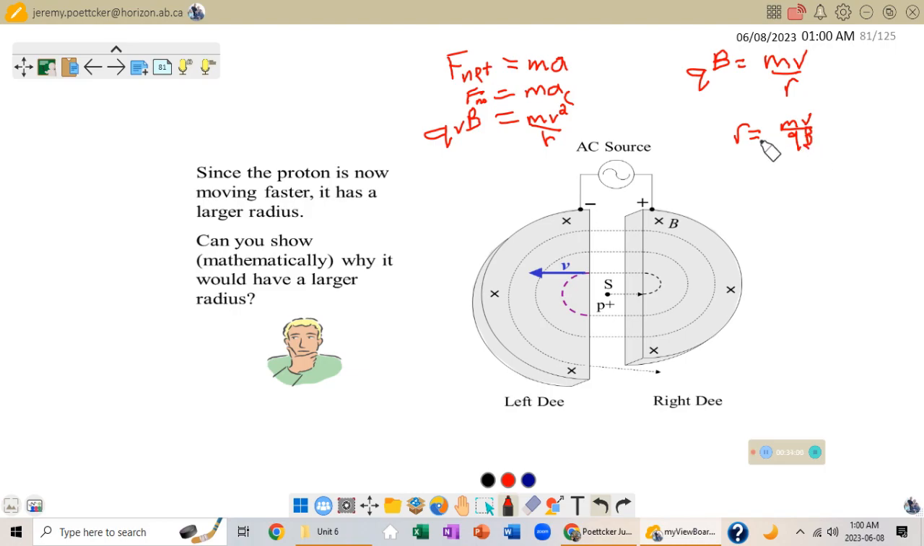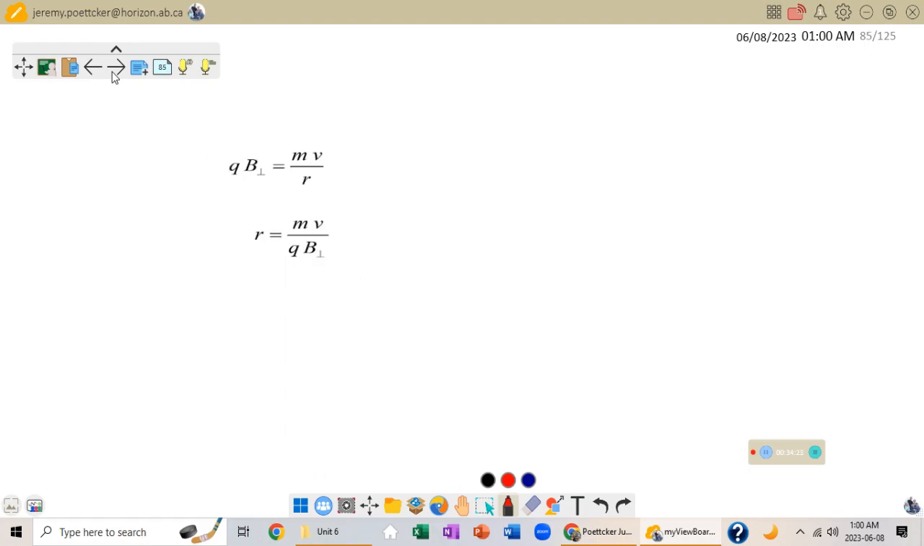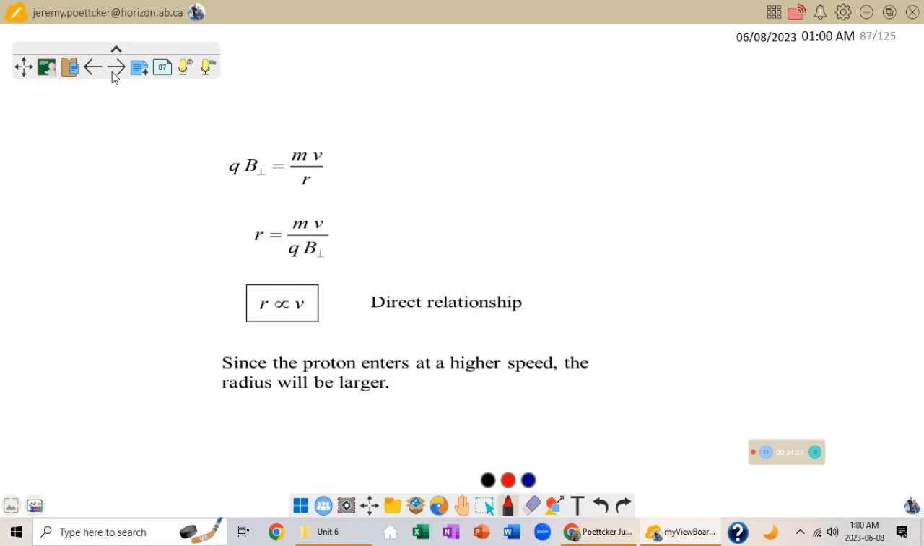What this tells me is that the radius is directly proportional to velocity. So as the radius increases, the velocity increases. Or I could flip it around the other way: velocity is directly proportional to radius. Right, so here's the derivation, step by step. Since the proton enters at a higher speed, the radius also will be larger.